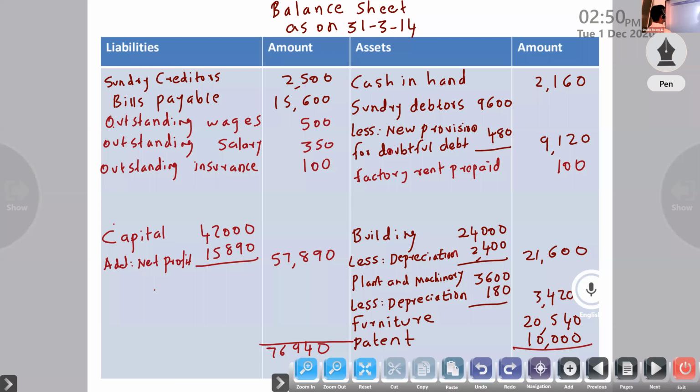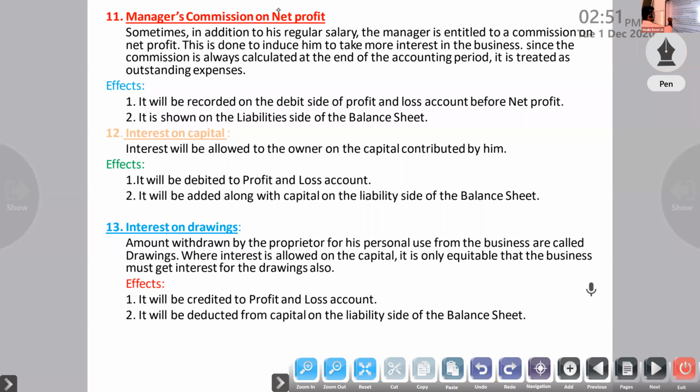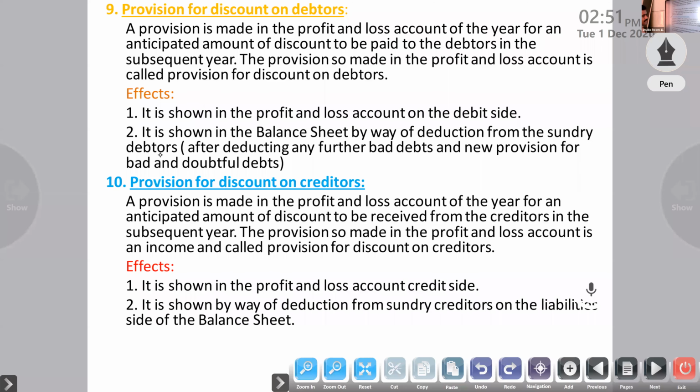Okay, so next we will start the next adjustment. So provision for discount on debtors is over. Next one, provision for discount on creditors, the opposite of provision for discount on debtors. So we'll complete all the adjustments. Provision for discount on creditors.